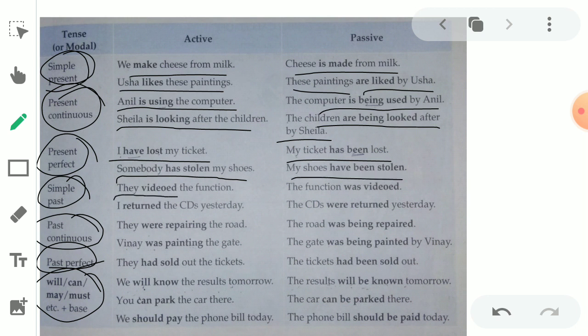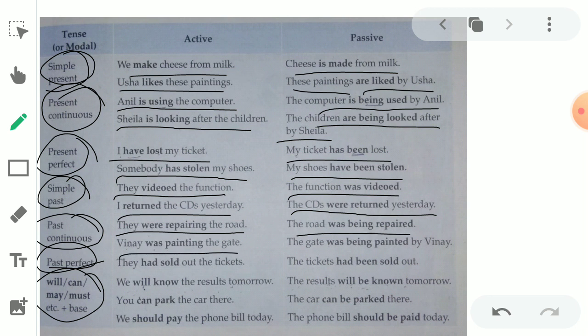They videoed the function. The function was videoed. I returned the CDs yesterday. The CDs were returned yesterday. They were repairing the road. The road was being repaired. Vinay was painting the gate. The gate was being painted by Vinay. They had sold out the tickets. The tickets had been sold out.